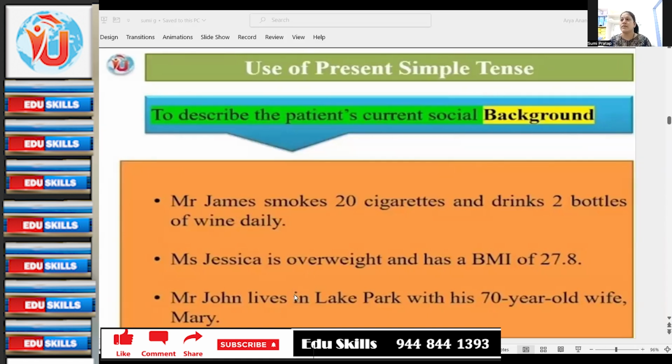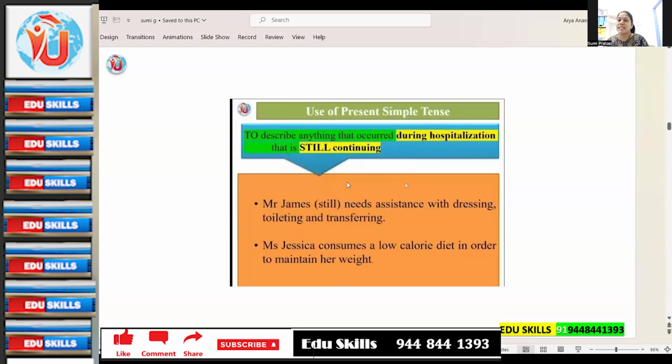And next, we can use it to describe anything that occurred during hospitalization that is still continuing. That means maybe the patient was admitted yesterday and is still continuing on the antibiotics. We can write that. While the patient is still in the hospital and we are not discharging the patient, or just writing a letter that the patient is going to be transferred or discharged, whatever happened during the hospital time and is continuing until now, we can write that also.